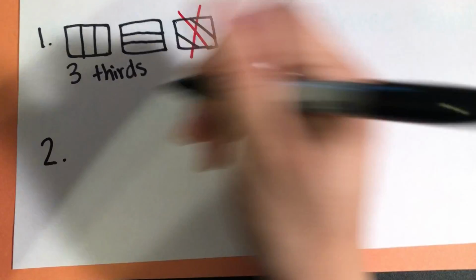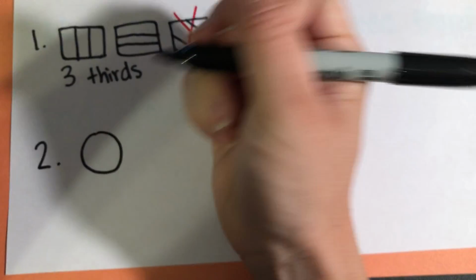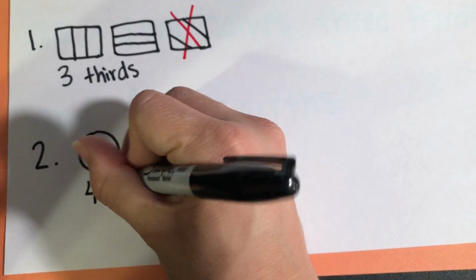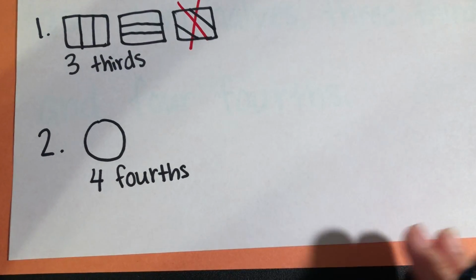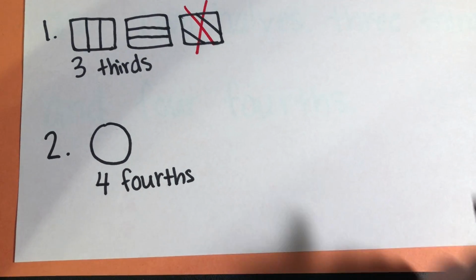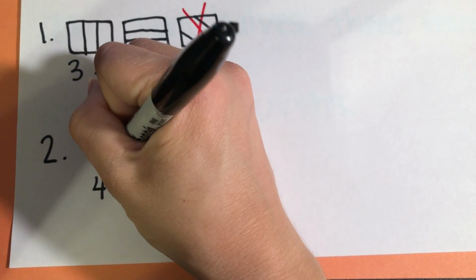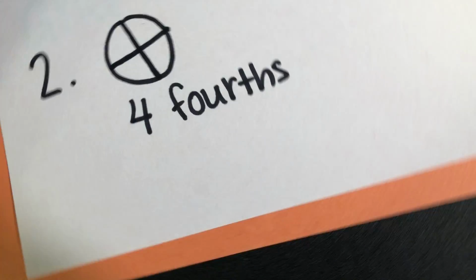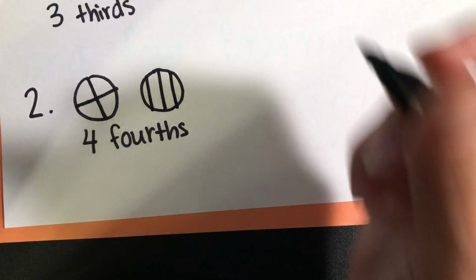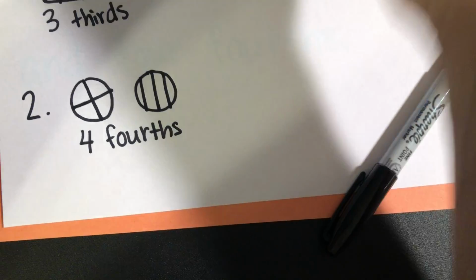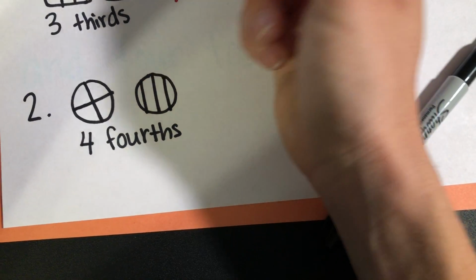Let's try another. For number 2, we're going to draw a circle. And we're going to split it into 4 fourths. Are you ready? Pause. Okay, you should have split your circle. Did you split it like a window? Did you split it like an X? Hopefully one of those. If you split it like this, are these pieces equal? No, remember that they have to be the same size. Those aren't equal.